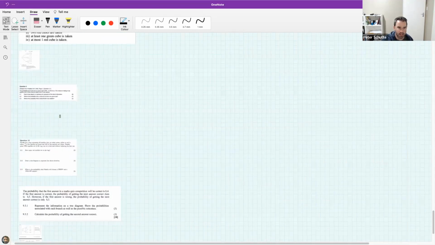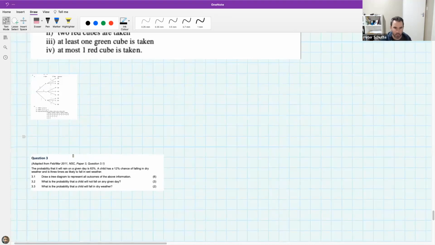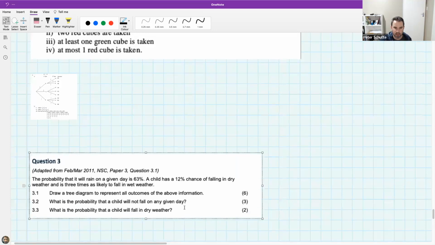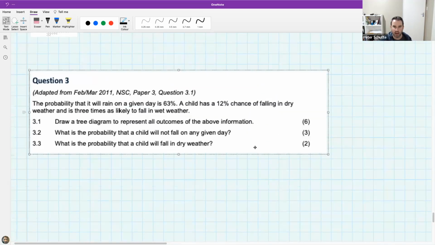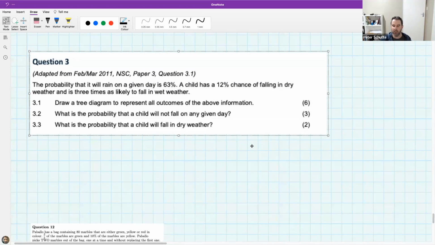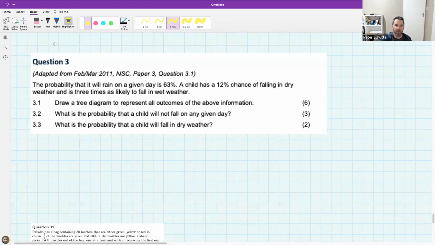Let us do another past exam paper, but where it's phrased in a different way. So we'll probably finish off with this one. I want you to try and draw a tree diagram for this situation. It's the same idea, it's just applied in a slightly different way. See if you can do this question.